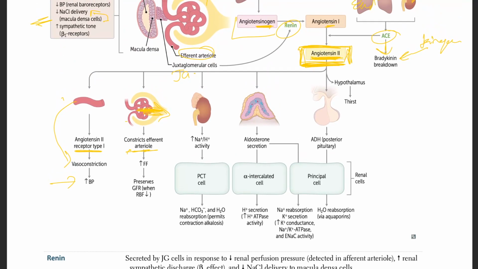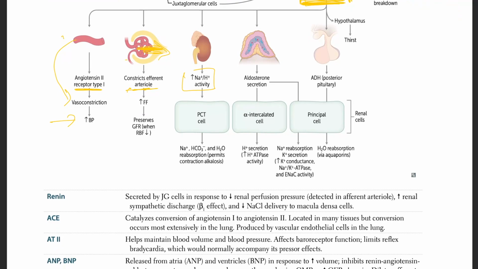Then it goes on the kidney and increases sodium hydrogen exchanger activity in the PCT cells. What's going to happen is sodium, bicarb, and water reabsorption occurs, and this permits the contraction alkalosis.